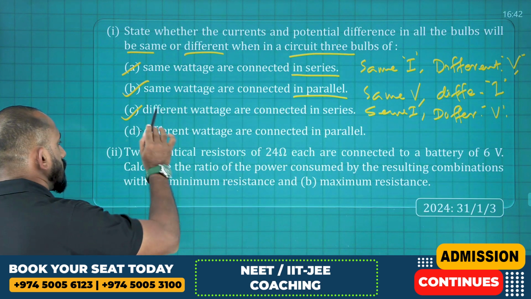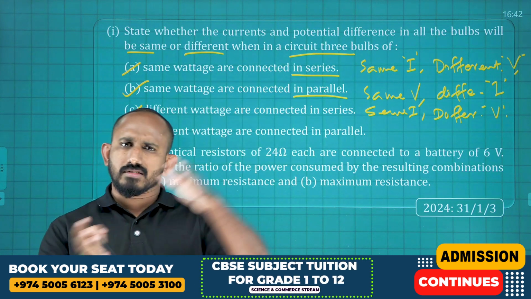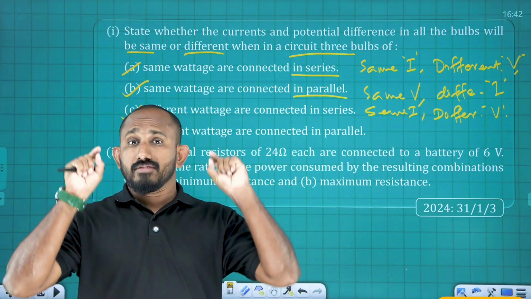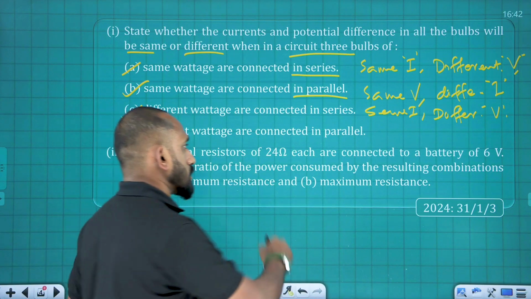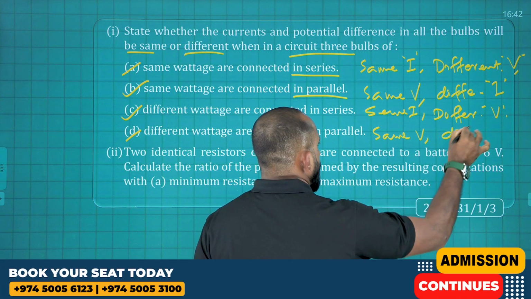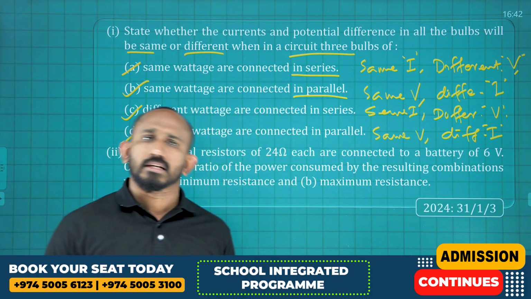Now the fourth part, different wattages are connected in parallel. So in parallel, the different resistors may have different values, but in parallel the voltage will be the same. So the same voltage will be there, and a different current will pass through each. So according to the current, the connection only it will be.